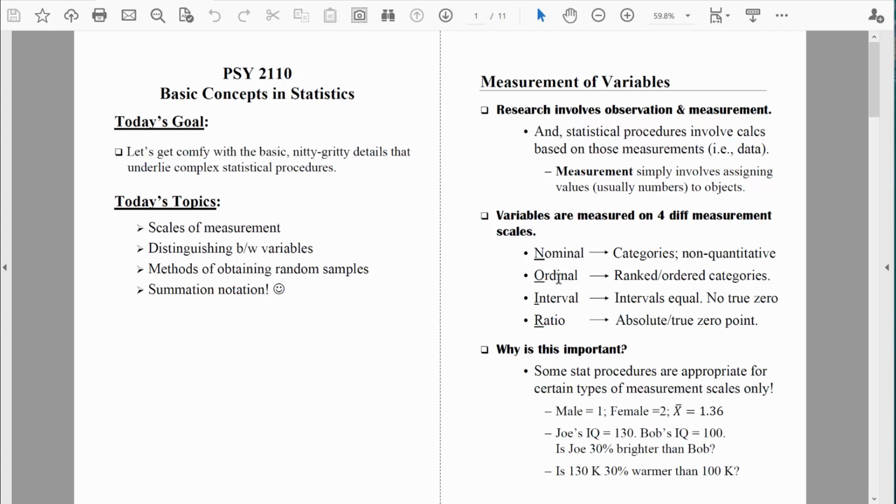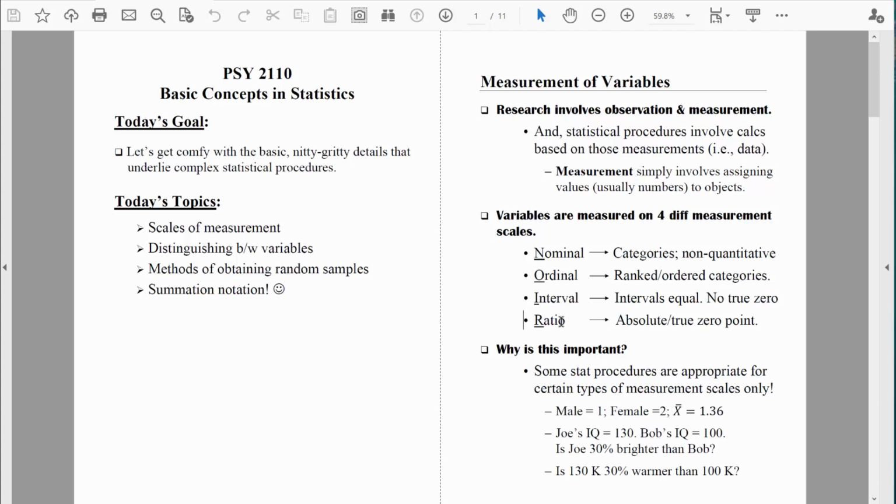Can we rank those categories in a meaningful way from smallest to largest, from youngest to oldest? Yeah, of course we can. Do we have equal intervals? Yes, we do. The difference from being 20 to 21 is the same amount of difference as there is from being 21 to 22.